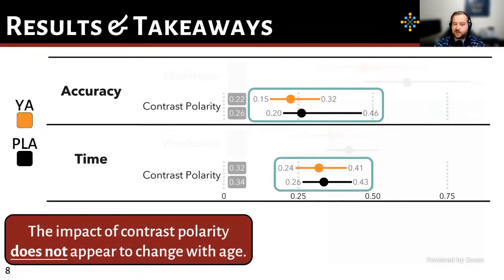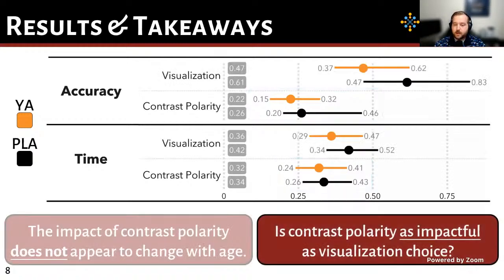So we concluded that there was not much of a difference with age, just due to contrast polarity itself, both for accuracy and time. We also want to compare contrast polarity, which is a non-data encoding, to something like visualization choice, which is a data encoding. So instead of swapping the contrast polarity for percent difference, we did it for every visualization type in the study, and then averaged them all together.